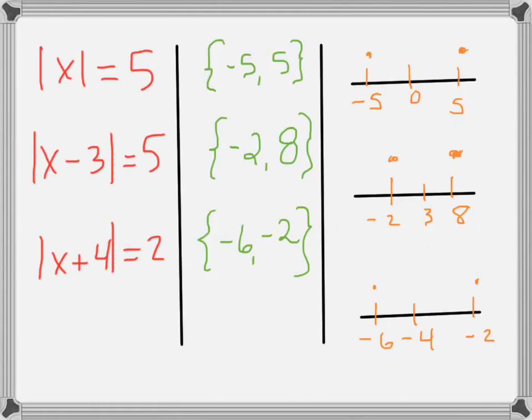So let's recap what we learned today. First, given an absolute value equation in the first column, the second column provides our solutions in roster notation, and the third column provides our solutions in number line notation.